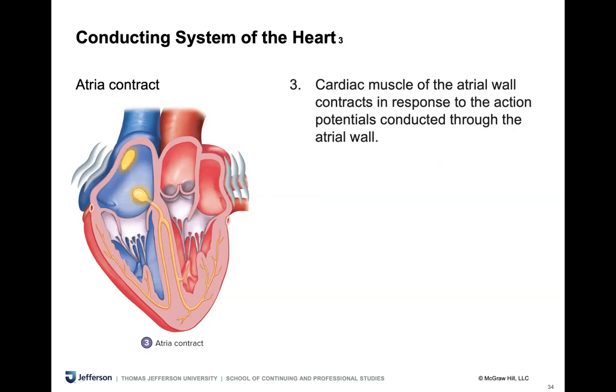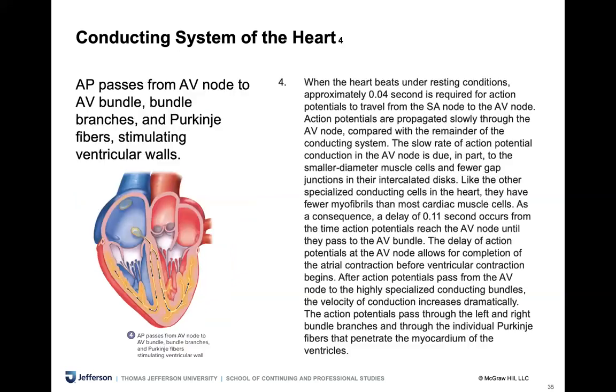What happens after the SA node fires is the atria contract. The cardiac muscle in the atrial wall contracts in response to the action potentials conducted through the atrial wall. The action potential then passes from the AV node to the AV bundle, the bundle branches, and then the Purkinje fibers. And this will then stimulate the ventricular walls to contract.